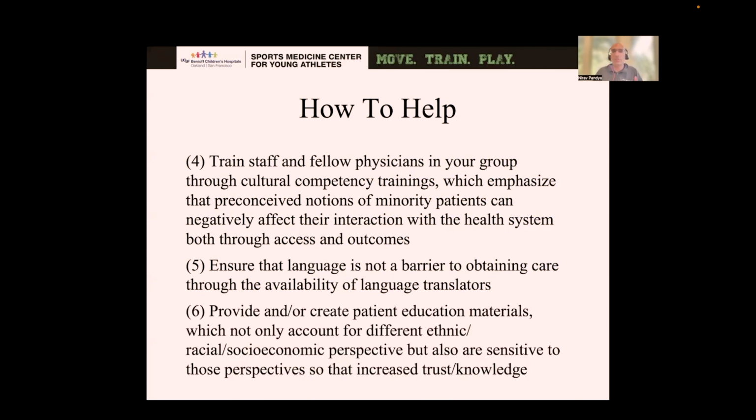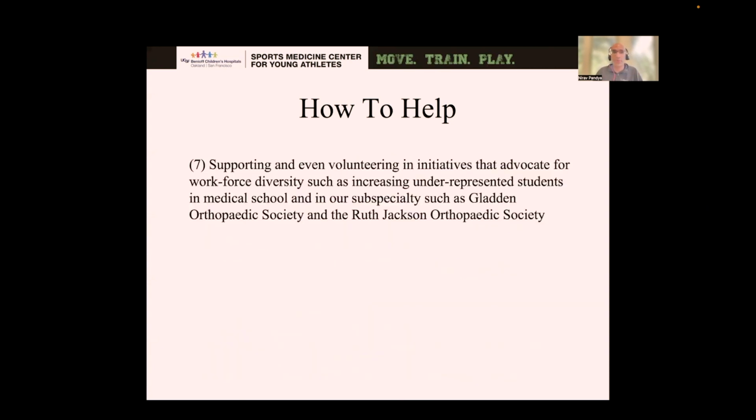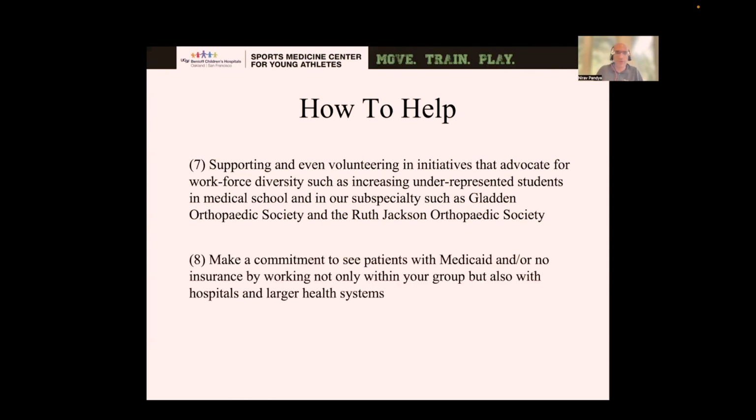Provide and or create patient education materials which not only account for different ethnic, racial, and socioeconomic perspectives, but also are sensitive to those perspectives so that increased trust and knowledge can come through. Support and even volunteer for initiatives that advocate for workforce diversity, such as increasing underrepresented students in medical school and in our subspecialties, such as the Clyde Orthopaedic Society and the Ruth Jackson Orthopaedic Society.